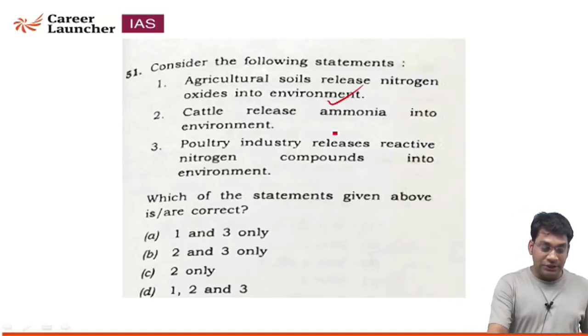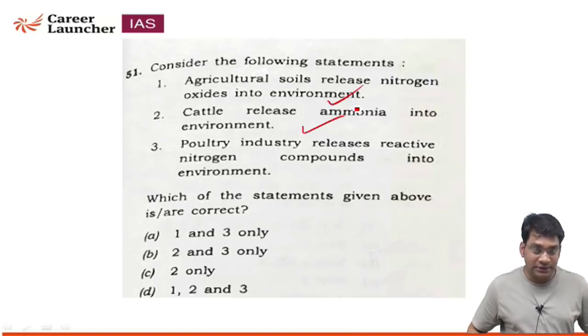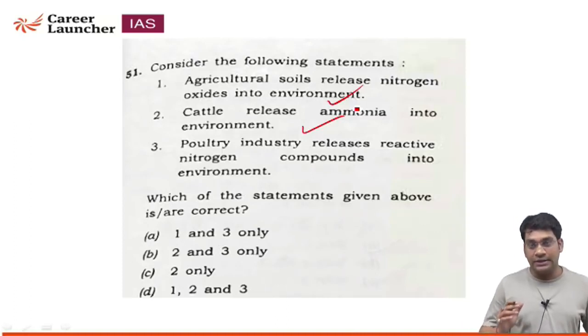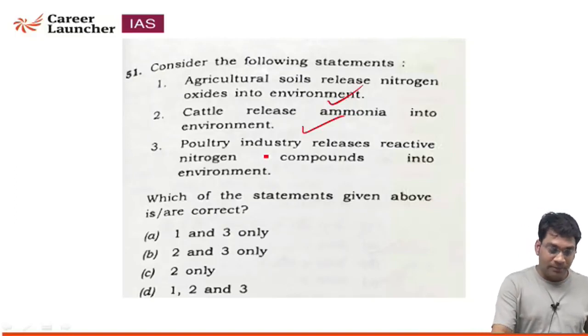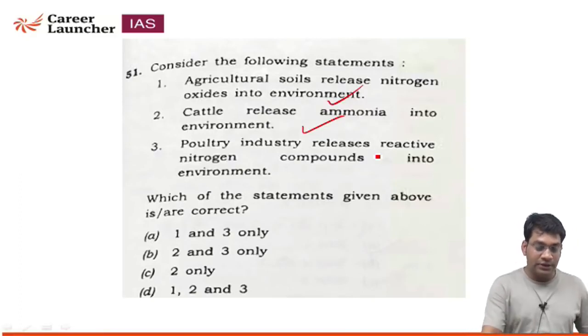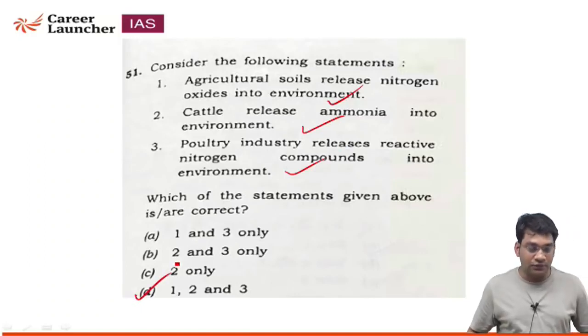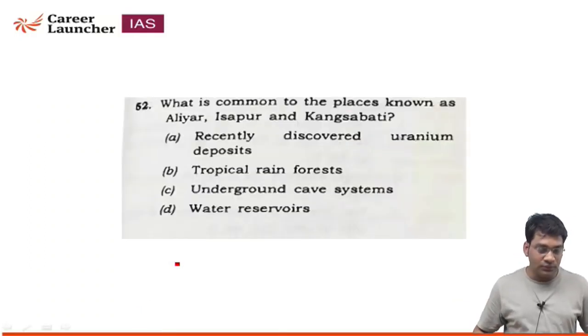Cattle release ammonia into the environment. It is also in one of the reports published last year that said India is number 1 in production of ammonia, and the reason behind it is cattle. Because cattle are more in India, the production of ammonia is also more in India. Poultry industry releases reactive nitrogen compounds into the environment. This statement is also true. So option D is the correct answer to question number 51.